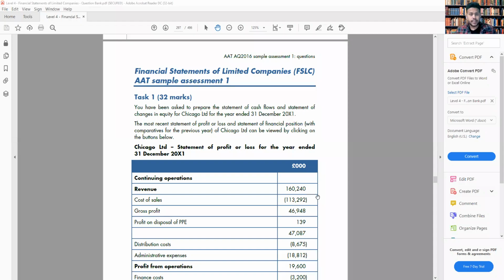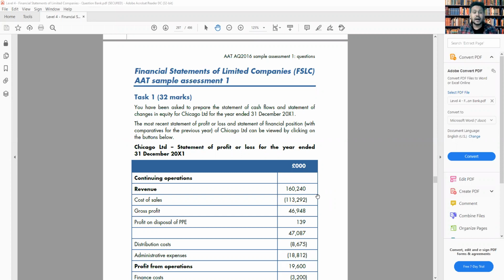Welcome everyone. Today we're going to practice some questions from AAT Level 4, Statement of Financial Position for the Limited Company. So we're going to practice some questions from Sample Assessment 1 from the AAT website. This is one of the important papers for our Level 4.